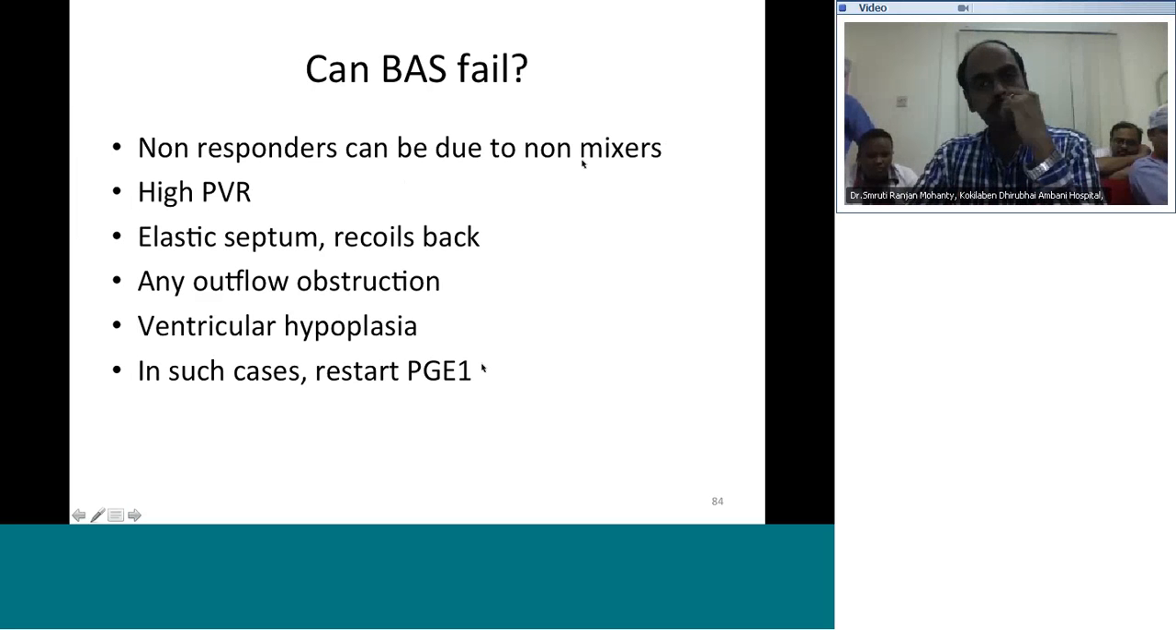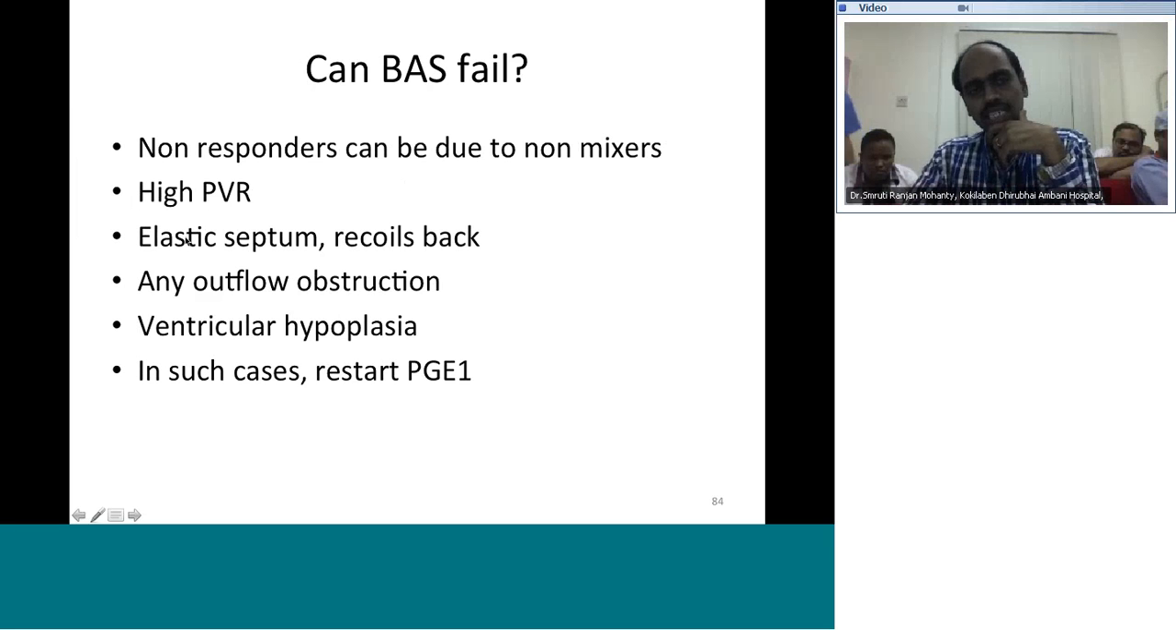Irrespective of however big a septostomy you make, the blood will not mix. Left atrial blood will continue to go into the mitral valve, right atrial blood will continue to go into the tricuspid valve, and they will not mix. So these are called non-mixers. People who are having high pulmonary vascular resistance will continue to have hypoxia.